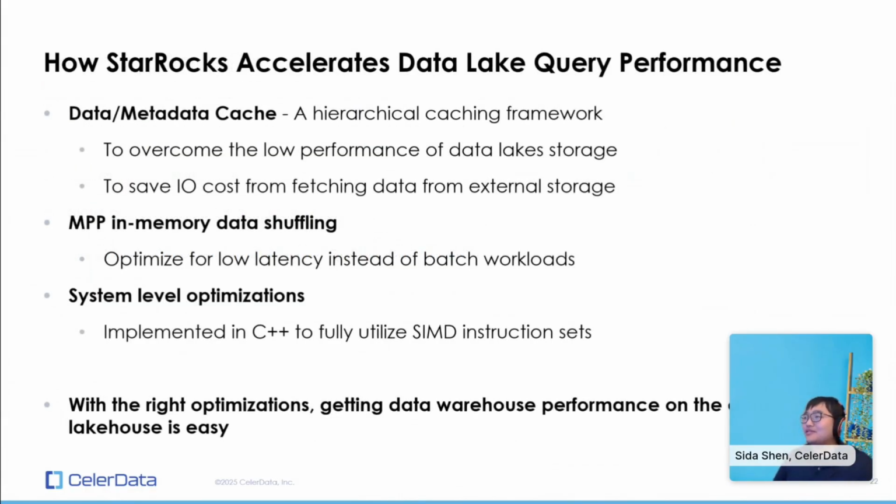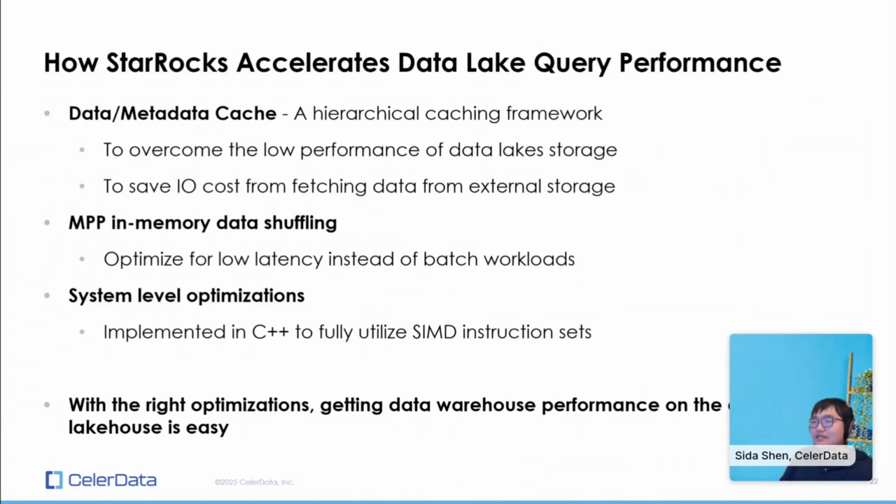Okay, so how does StarRocks accelerate data lake query performance, right? First, it has a data and metadata cache, right? It's an automatic caching framework with a hierarchical caching format based on both memory and disk, to overcome the low performance of data lake storage systems, and also to address the metadata retrieval challenge, right? And to save I/O costs from fetching data from the external storage, both metadata and data from S3, right?